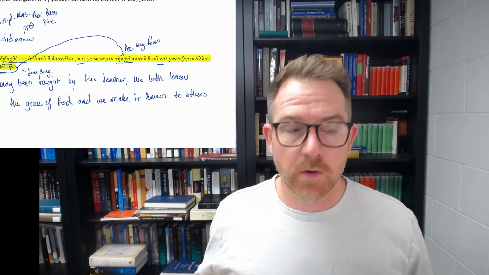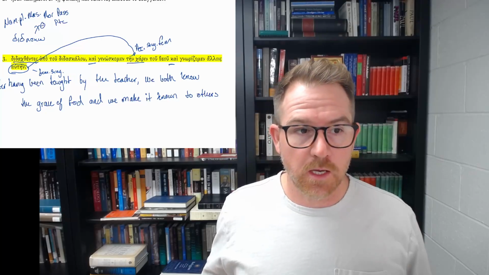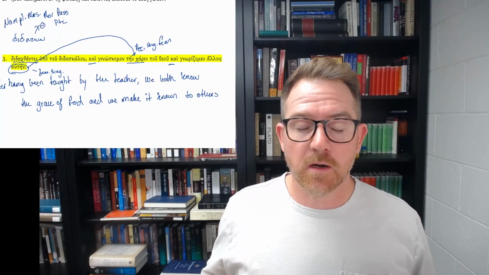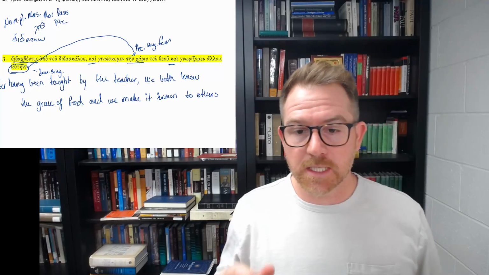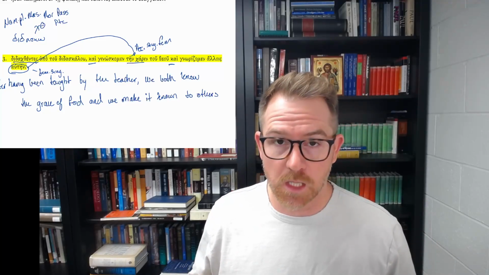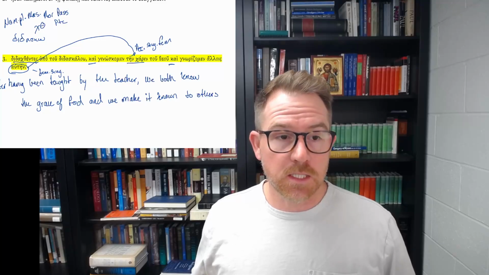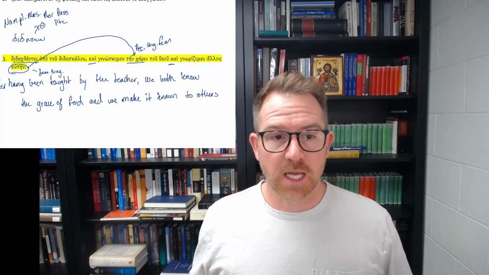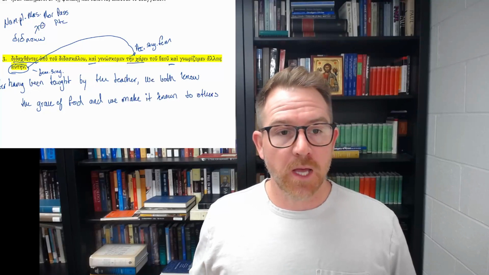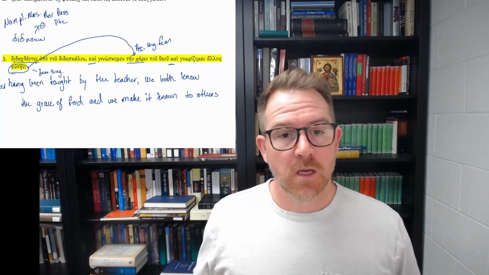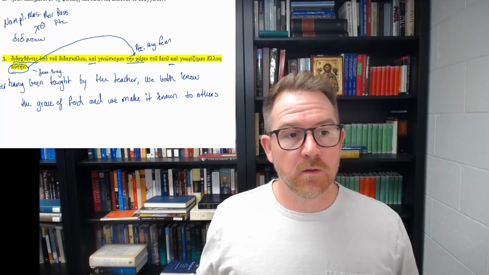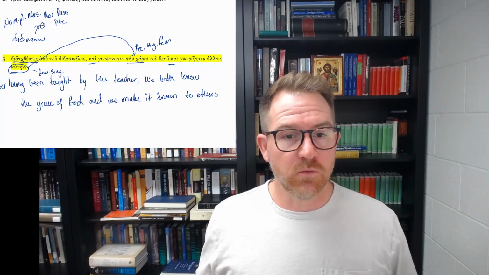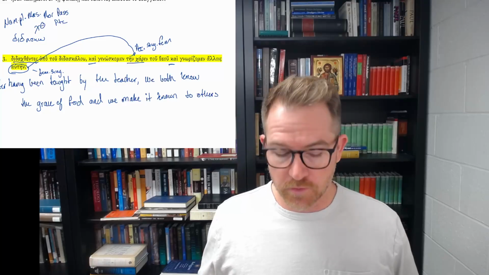And remember, pronouns always agree with their antecedent in their number and their gender. Their case can change depending on what function the pronoun serves in the clause that it finds itself in. In this instance, the case of the pronoun autan agrees with its antecedent. They're both accusatives, but they wouldn't have to be. And so we have, after having been taught by the teacher, we both know the grace of God and we make it known to others.